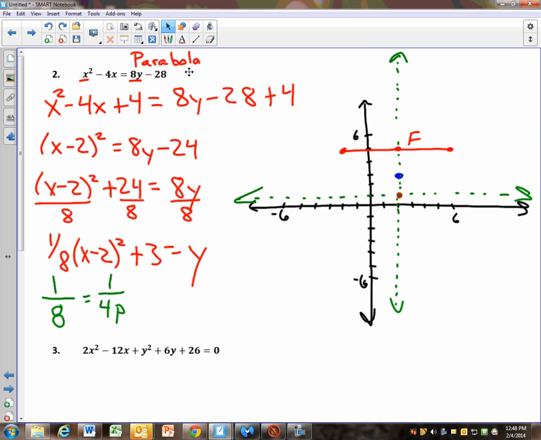So that's my latus rectum. Now I can start at my vertex and go through the endpoints of the latus rectum, and I have my shape. What do you think? Not too bad?